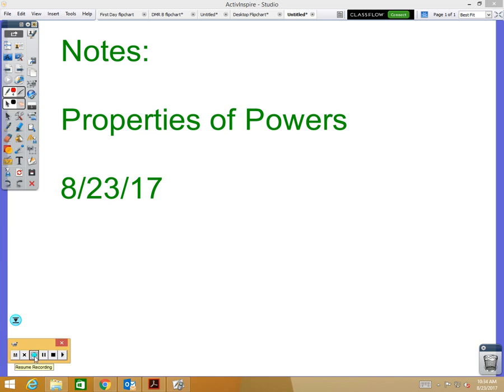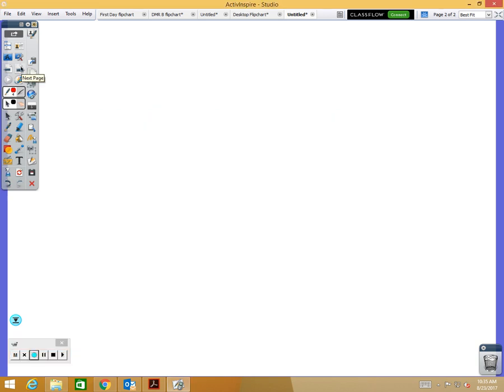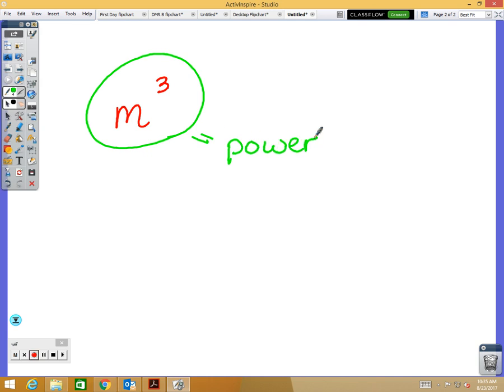All right, so once again, today we're talking about the properties of powers. Before we get started on talking about the properties of these powers, let's talk about what a power is. If you had something like m to the third power, the entire thing is called a power.